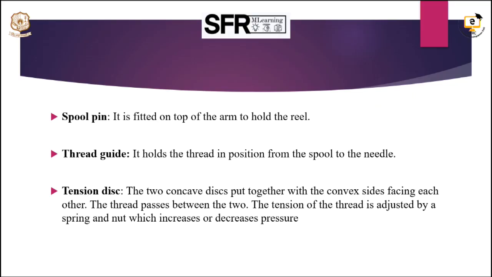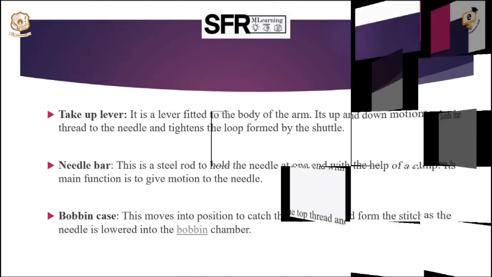The third one is the tension disc. This is a very important part in the sewing machine, because it has two concave discs put together with the convex sides facing each other. The thread passes between the two. The tension of the thread is adjusted by a spring and a nut, which increases or decreases pressure. So that is called the tension disc.